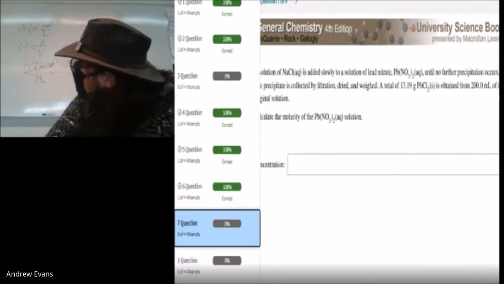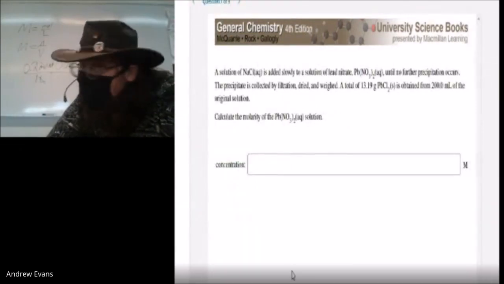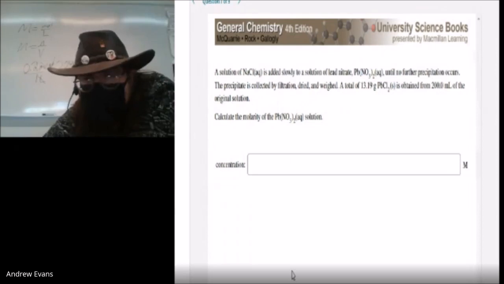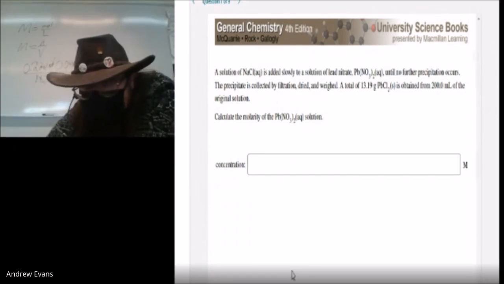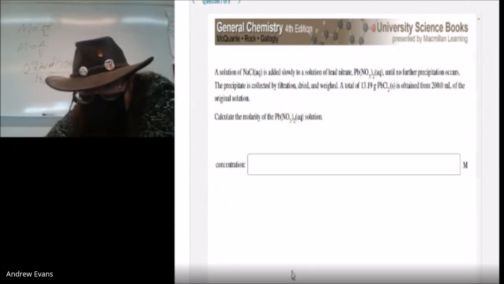So a solution of sodium chloride is slowly added to lead nitrate until no further precipitation occurs. The precipitate is filtered, dried, and weighed. A total of 13.19 grams of lead chloride is obtained from a 200 mL solution. So what is the molarity of lead nitrate?